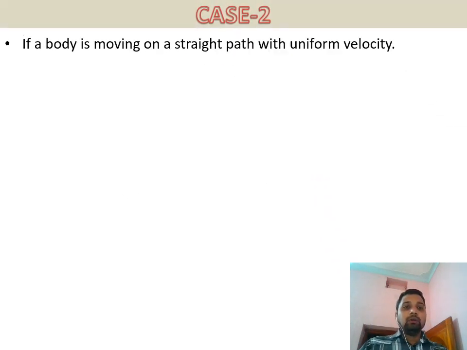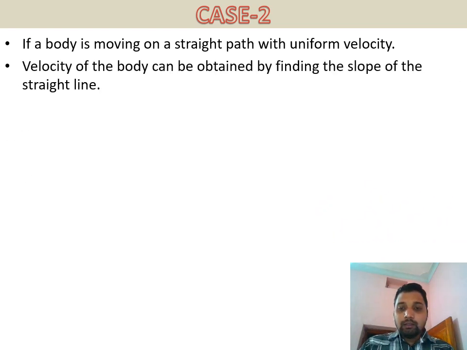In case 2, a body is moving in a straight path with uniform velocity. Uniform velocity means equal change in the displacement in equal change in the time. It means when we take the slope of the displacement time graph, we will get velocity.